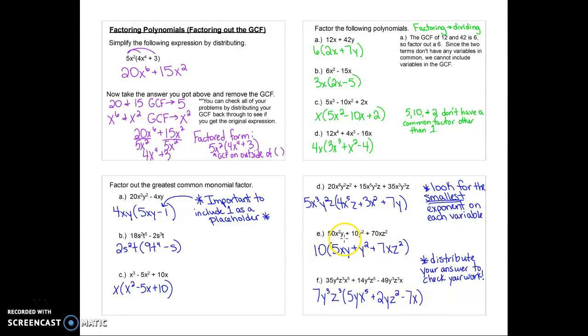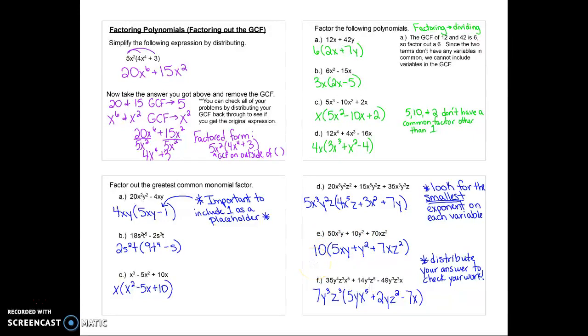Then I check my y's. Well, I only have a y included in the first two terms and not in the third, which means it can't be part of the GCF either. Same thing with the z. The z is only included in this third term, which means it cannot be part of my GCF. So it's still part of the problem, but it cannot be part of the GCF.